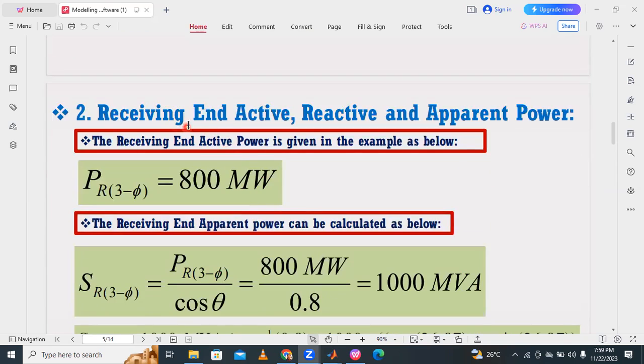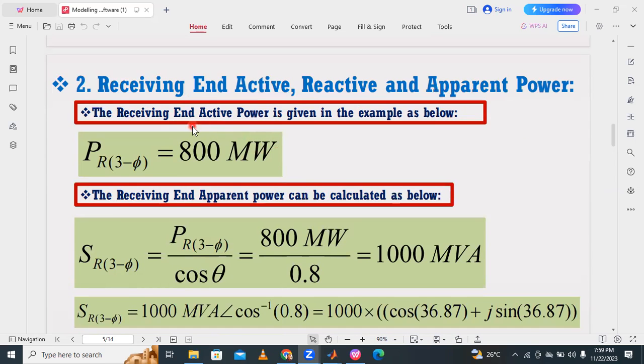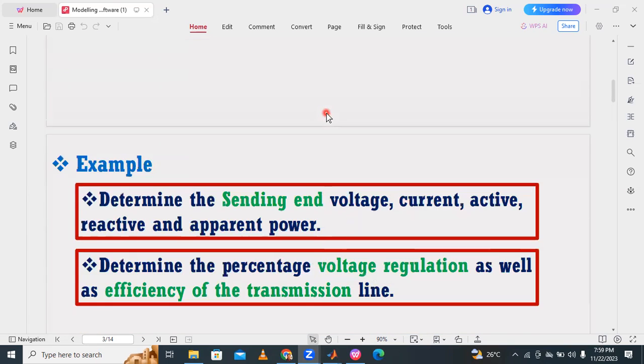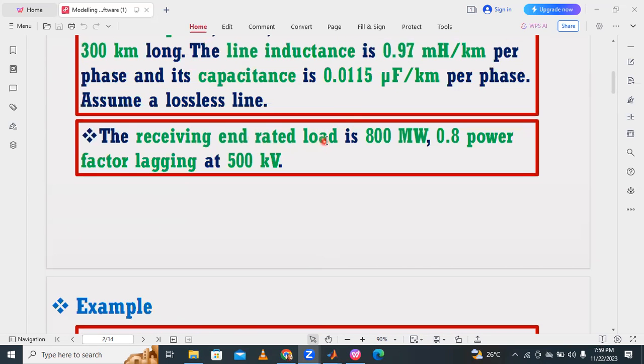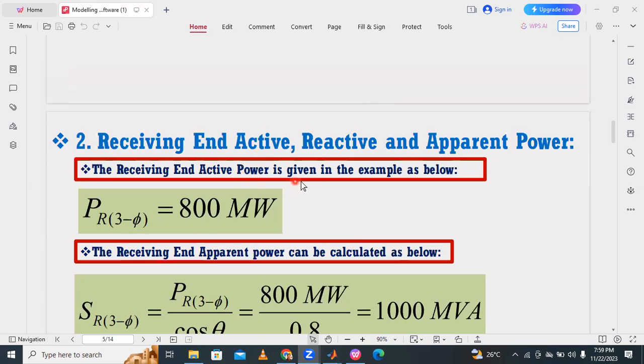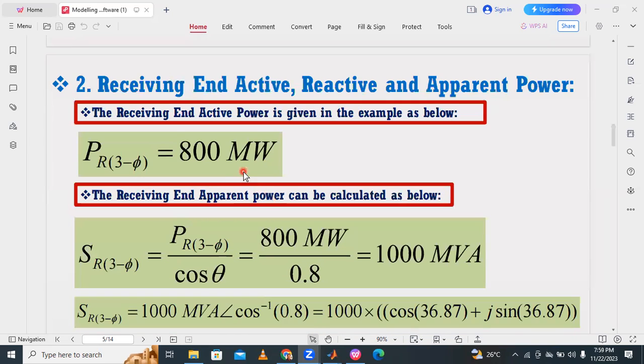Then coming to the receiving end active, reactive and apparent power calculations. The receiving end active power is given as 800 megawatts. In the problem, the receiving end is rated at 800 megawatts. That's why the receiving end active power is given as 800 megawatts.